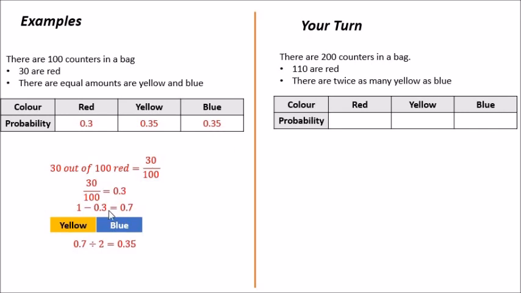So this is a good general way of doing this, because you're not always going to be given the total number of counters. You may just be given the probability and need to work from there. Alright, take some time to copy this down, and once you're done, have a go at this question on the right.